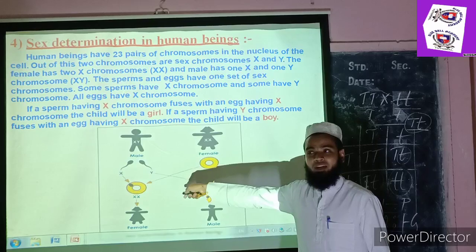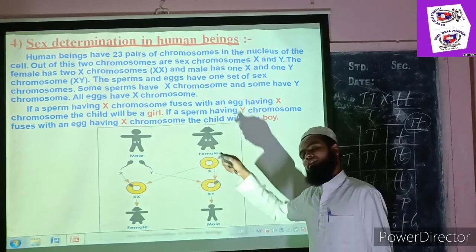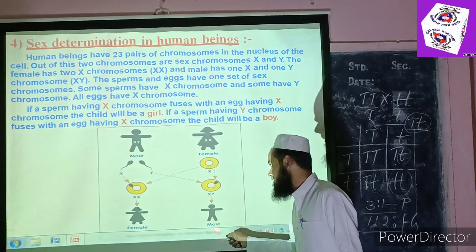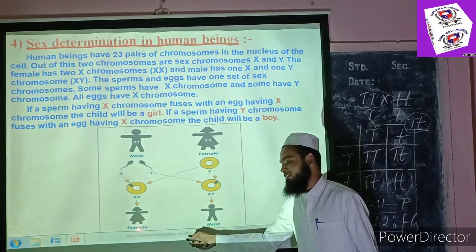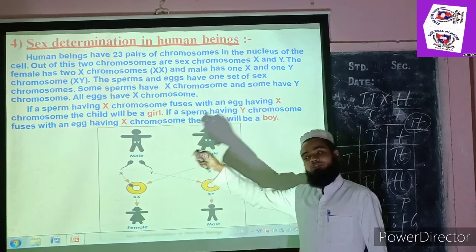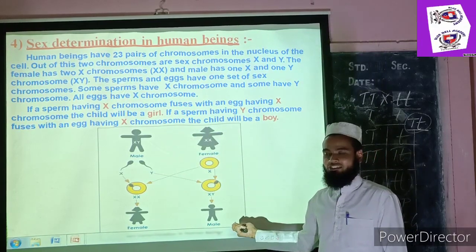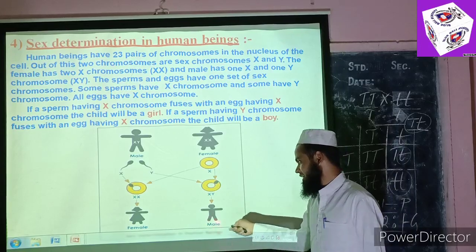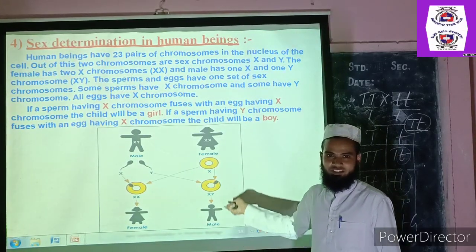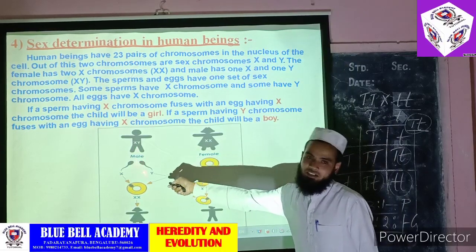If the male transmits an X sperm and the female carries an X egg, then the resulting child will be a girl. If the male transmits a Y sperm and the female transmits an X egg, then the resulting child will be male. By this we can clearly conclude the sex of the child is determined by the father.